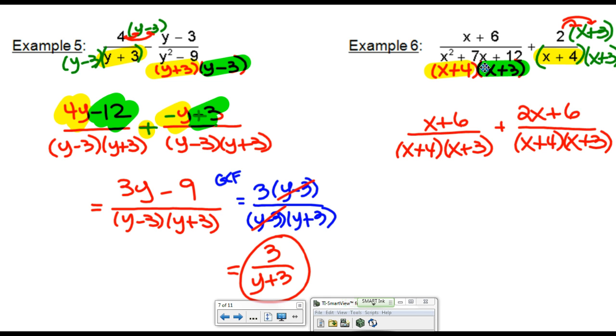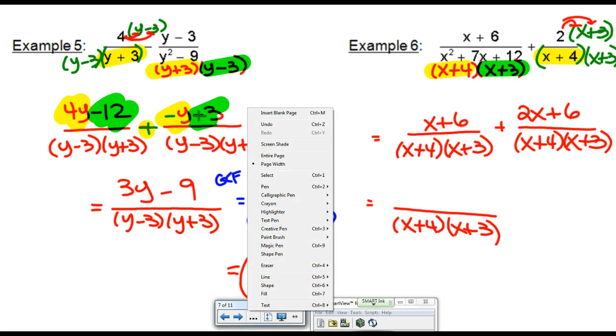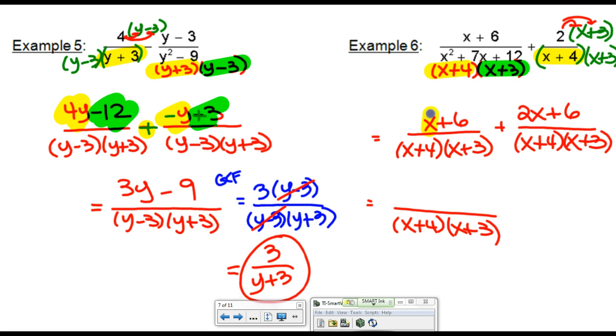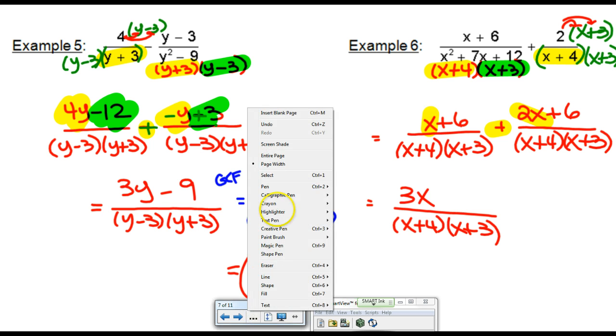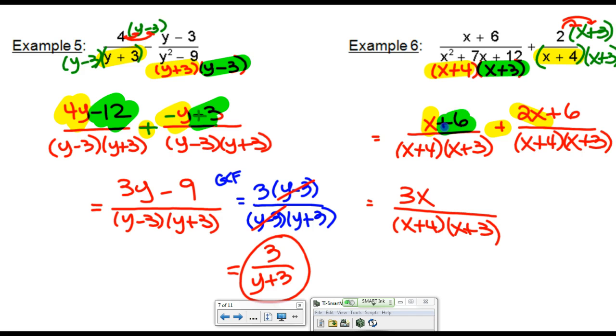Okay, once I have both denominators the same, keep the denominator. And then add the two numerators together. So we have, because we're adding, x plus 2x makes 3x. And we have the 6 plus 6 will be 12.